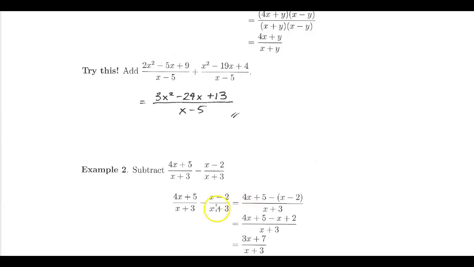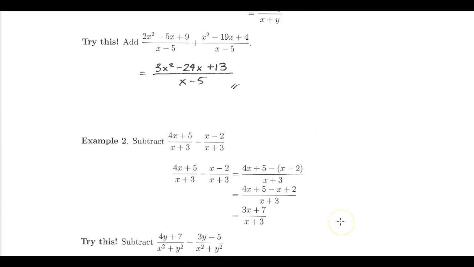So I'm taking 4x plus 5 minus the quantity x minus 2. Notice that I'm wrapping the numerator from the second fraction in parentheses because I need to make sure I'm subtracting correctly. In this next step, the opposite of x minus 2 is the same as minus x plus 2. So I want to make sure that I distribute that negative before I add like terms. 4x minus x is 3x, 5 plus 2 is 7. So the difference in these fractions is (3x plus 7) over (x plus 3). No other factors can be canceled in this case, so that's a simplified fraction.